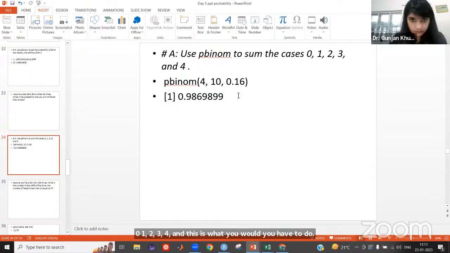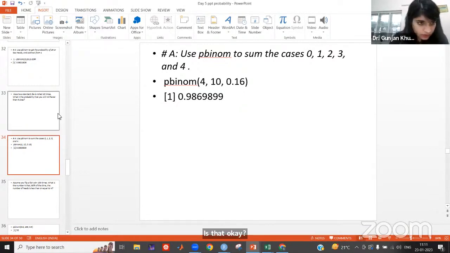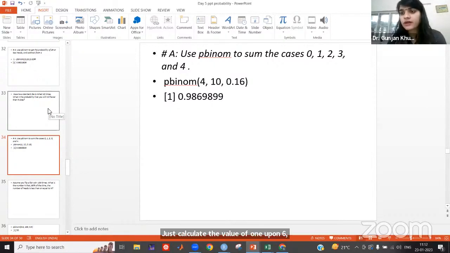What is 10 here? 10 times. Because it was n, the number of times. A standard die rolled 10 times, yes, n is 10. Small p is 0.16. Why 0.16? Just calculate the value of 1/6, because when a die is rolled, you have 6 outcomes. So the probability of getting any number is 1/6, and rounded off the value is 0.16. This is what we are using.